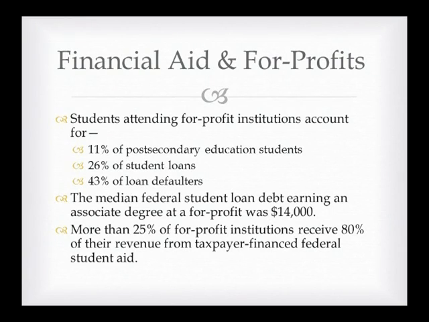During the data collection phase of the rulemaking process, the U.S. Department of Education found that students attending for-profit institutions accounted for 11% of post-secondary education students, 26% of student loans, and 43% of loan defaulters. They also found that the median federal student loan debt for those students earning an associate degree at a for-profit was about $14,000. Finally, more than 25% of for-profit institutions receive 80% of their revenue from taxpayer-financed federal student aid.